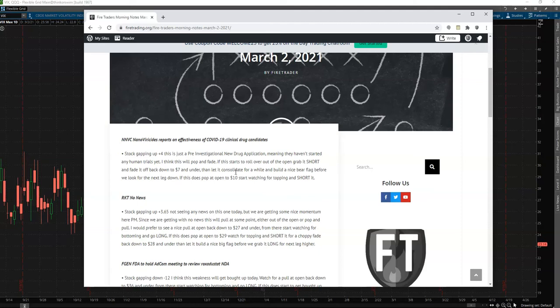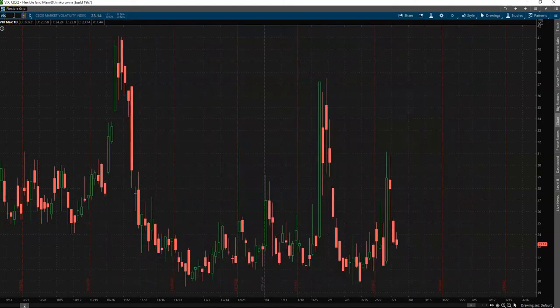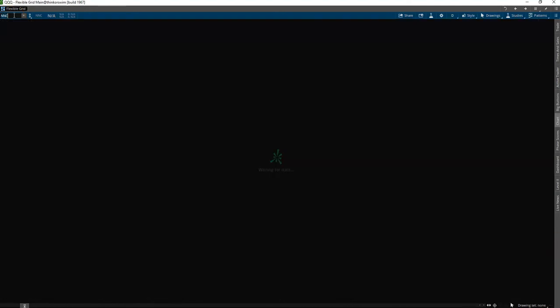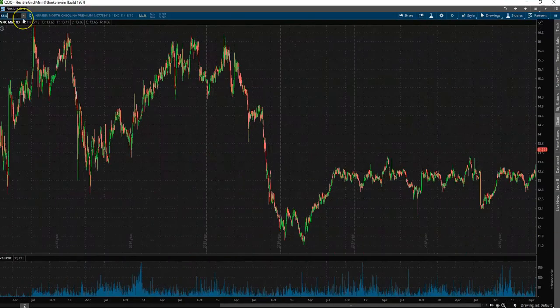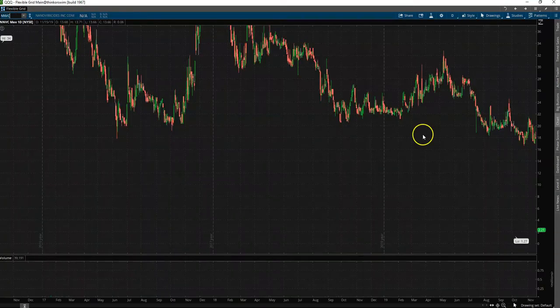Just looking for a pop. If we do get a pop up towards 10 out of the open, we can start looking for topping on it and we can short it. I think it'll be a nice fade from there. If we do start to roll over out of the open, you guys go ahead, grab it short, fade it off back down to 7, and then we've got a little bit of an accumulation zone down there at 7.